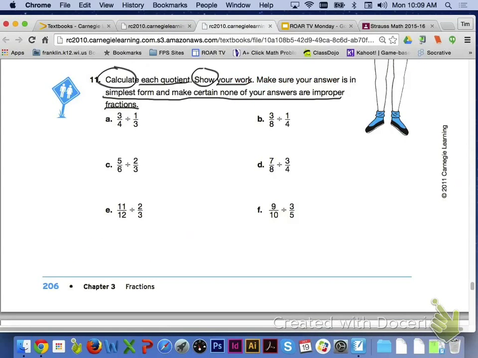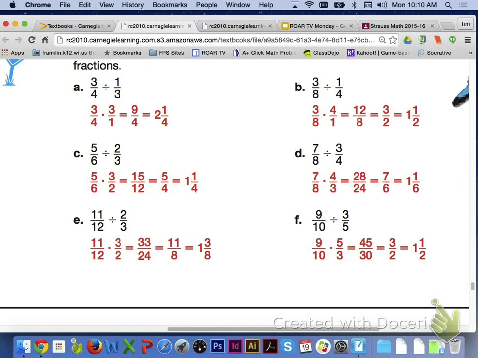At the bottom of page 206, number 11 tells us to calculate each quotient, show your work, and then make sure that your answer is in simplest form. Make sure, too, that none of your answers are improper fractions. Do letters A through F with your group members. Again, remembering that dividing is the same as multiplying by the reciprocal of the divisor.